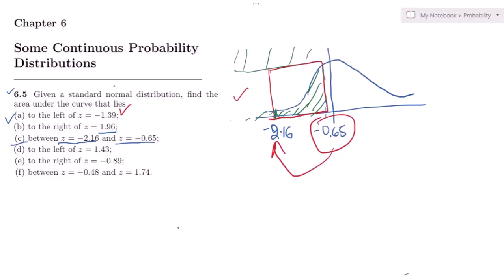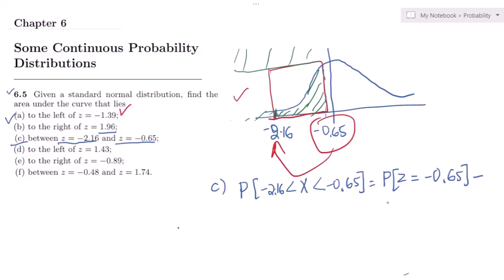This is part C: the probability that x is greater than minus 2.16 and less than minus 0.65. So it would be the probability that z is less than or equal to minus 0.65 minus the probability that z is less than or equal to minus 2.16. Let me find out these two values.